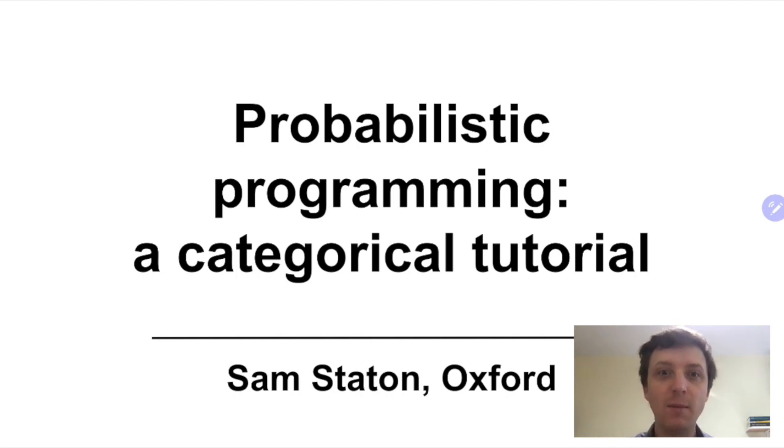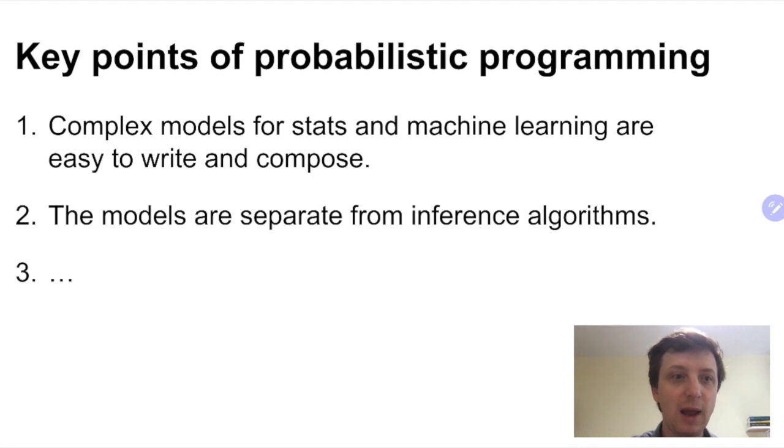By the way, if you're looking for a more traditional approach to probabilistic programming, there are plenty of other great tutorials out there, so I'll put them in the description below if I can. The key point of probabilistic programming is to write complex models in statistics by writing programs, so that the complexity of the model is controlled by the traditional ways of controlling complexity in programming language theory. The models are kept separate to some extent from the inference methods that are used.